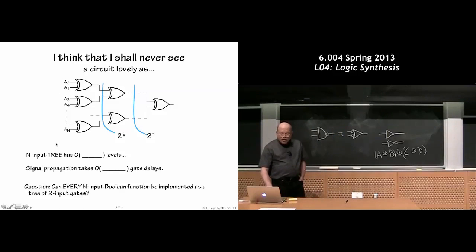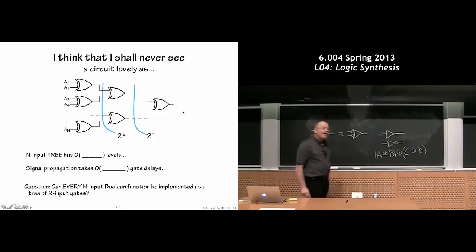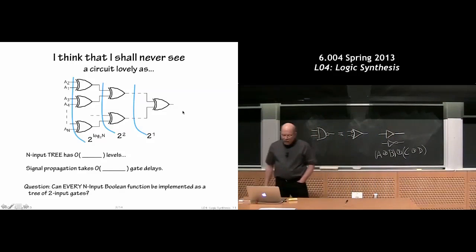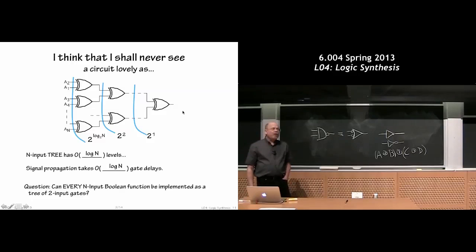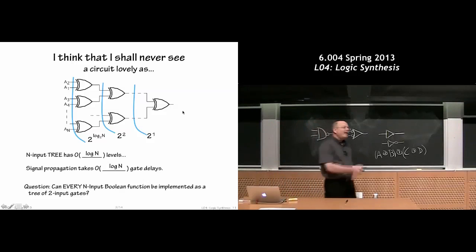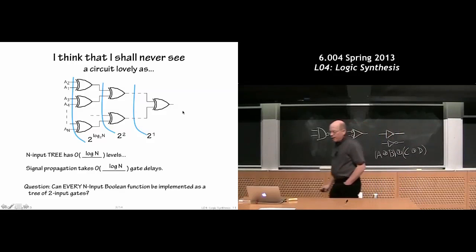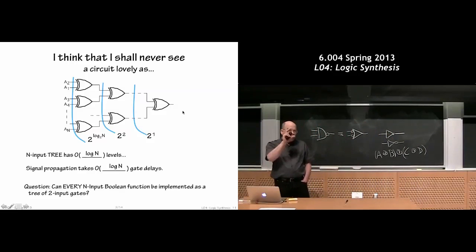Alternatively, if I have a certain number of inputs, how many layers of tree do I need? Log base 2 of n. So in fact, the TPD of this tree grows as log n. In general, with 2-input gates, it's log base 2 of n; with 3-input gates, it would be log base 3 of n; with 7-input gates, log base 7 of n. Once you tell me how many inputs I'm allowed in a single gate, I get this logarithmic effect.